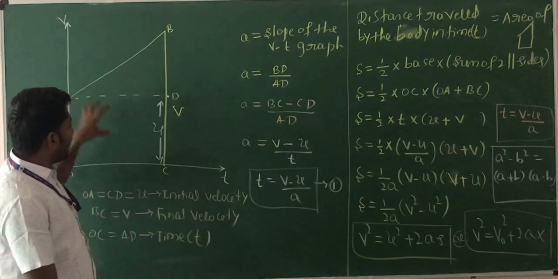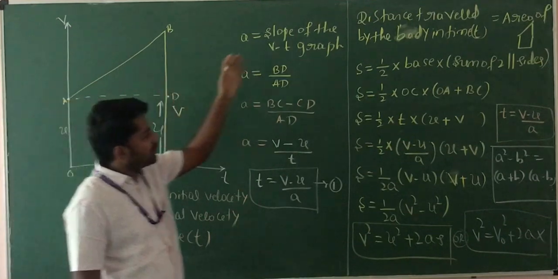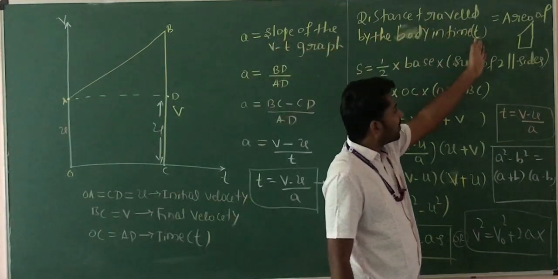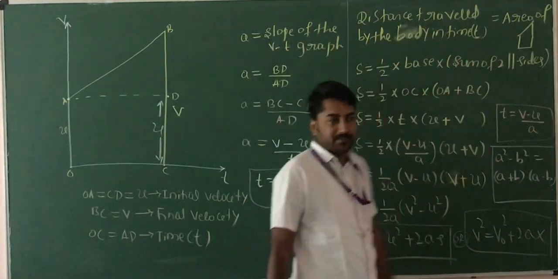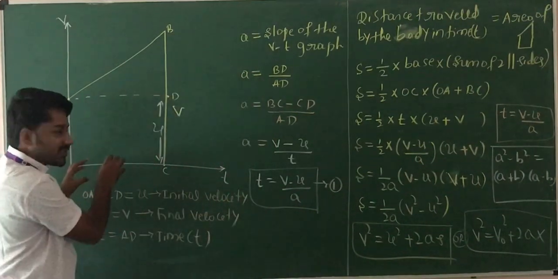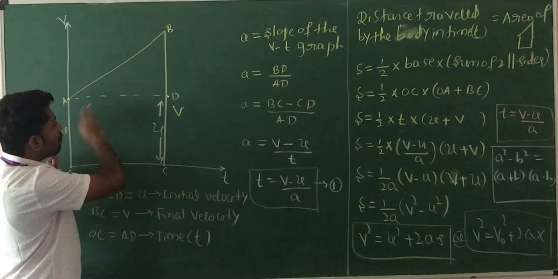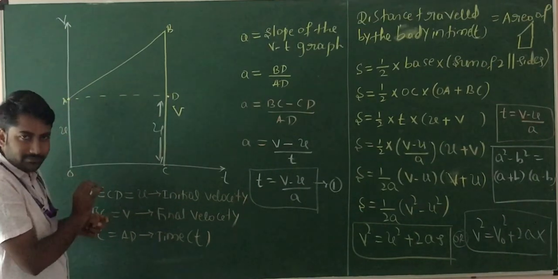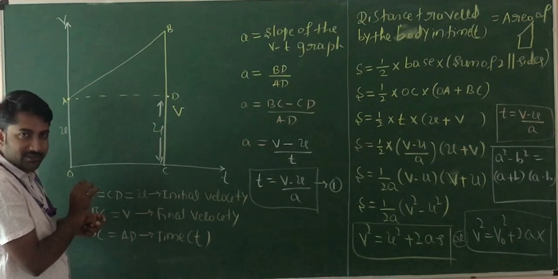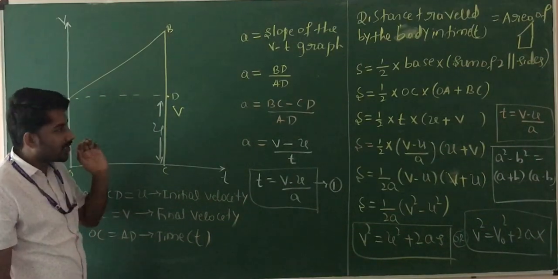And a body covers a certain distance. The distance traveled by the body in time t is equal to the area of the trapezium. Here the distance is the path followed by the object. It depends on the path followed by the object.